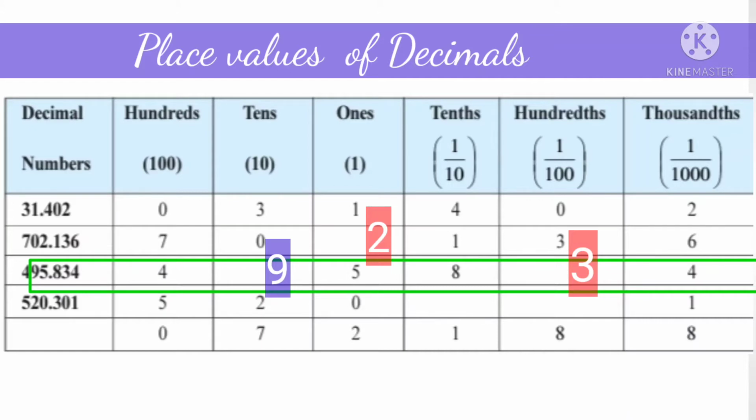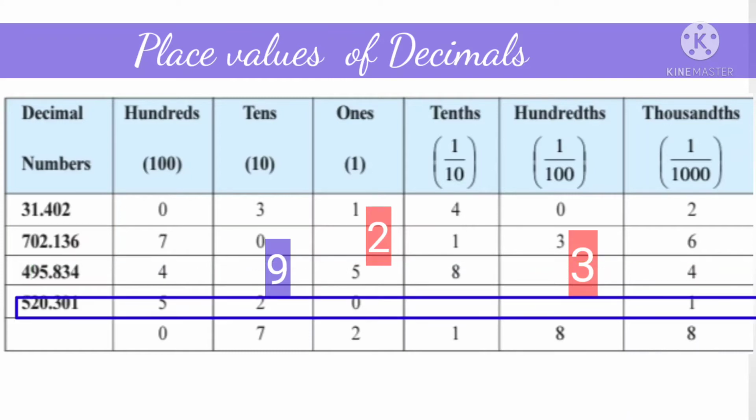In 495.834, 9 is in tens place and 3 is in 1 by 100 place. In 520.301, 5 is in hundreds place, 2 is in tens place, 0 is in ones place. In 1 by 10th place value, 3 is there. In 1 by hundreds place, 0 is there. And in 1 by thousands place, 1 is there.